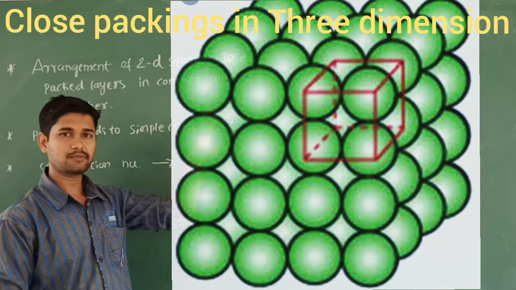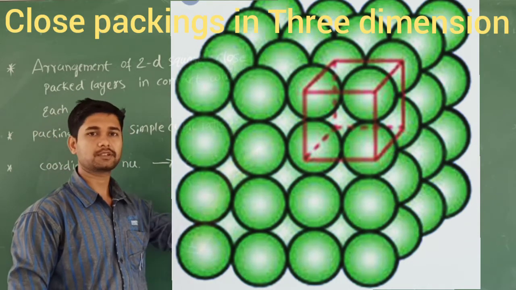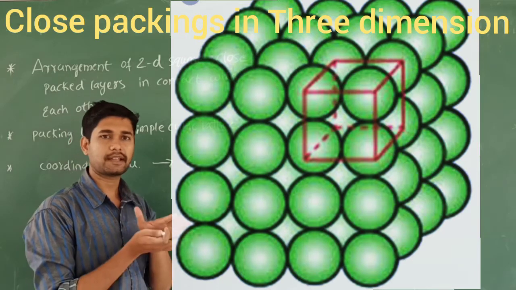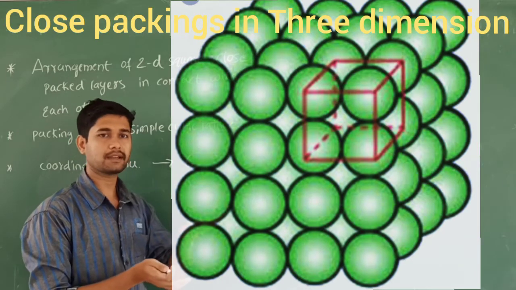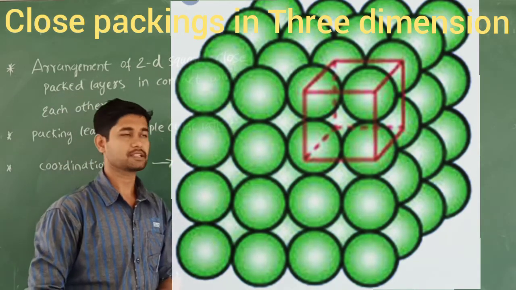So this is an arrangement. This is called square close packing. How is it formed? By the 2-dimension packing, which is going to attach with one another, above the layer, below the layer. So that is in contact with each other. They will be in contact with each other.